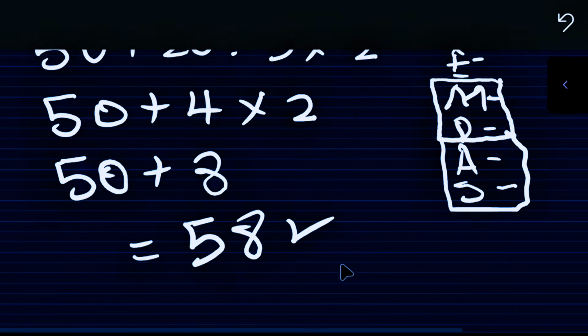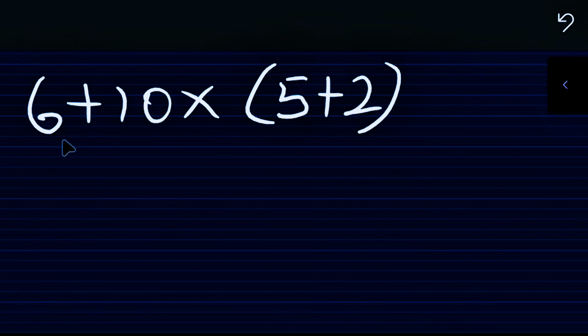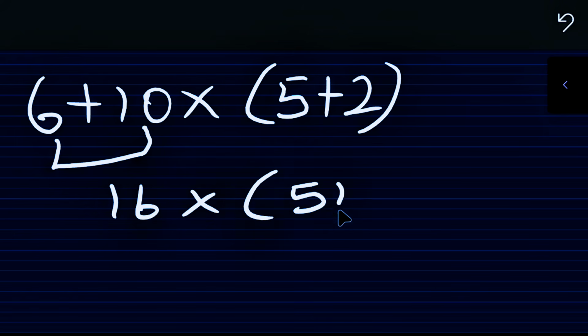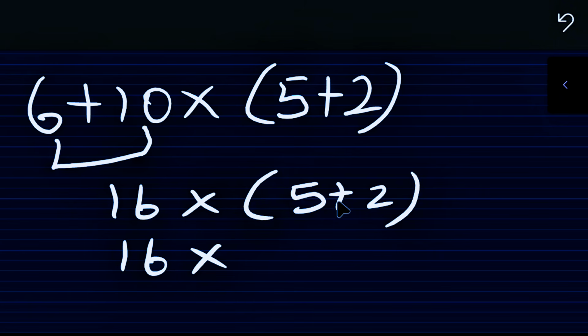Now let's do one more last question. This given expression, 6 plus 10 times, in parentheses, 5 plus 2. What most people did was to add it together: 6 plus 10 equals 16 times open parentheses 5 plus 2. Okay, now in their next step they wrote 16 times 5 plus 2 equals 7. Okay, and 16 times 7 equals 112.